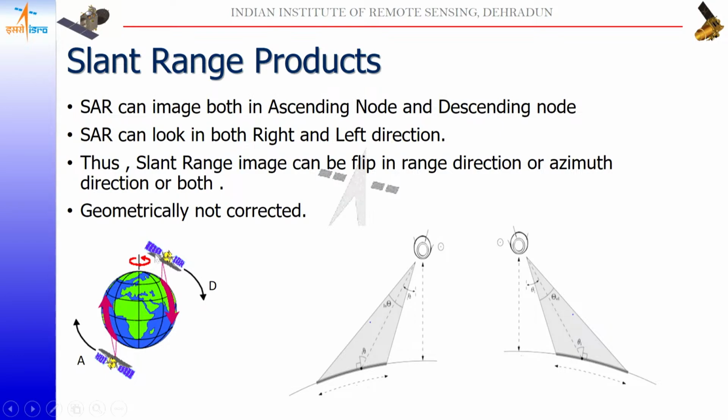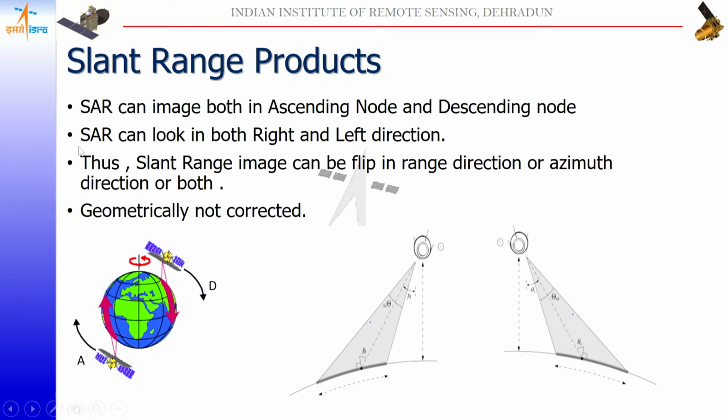Now you can see SAR is an active sensor, so it can image in both ascending node and descending node. Normally an optical sensor acquires the data in the descending node, during the daytime, but because SAR is an active sensor, it can image at night also, in the ascending node.